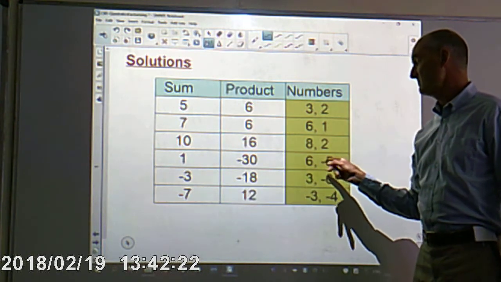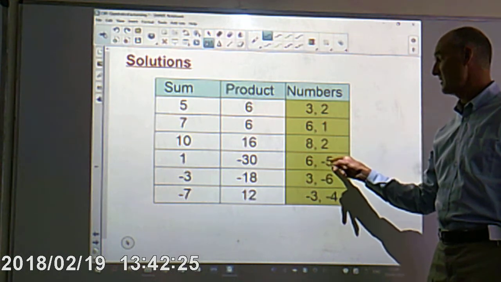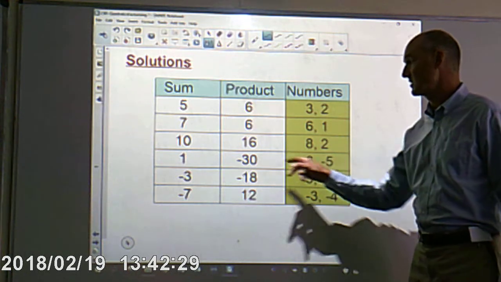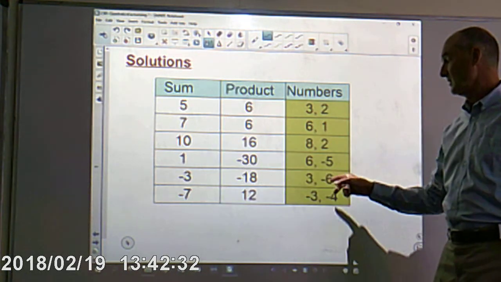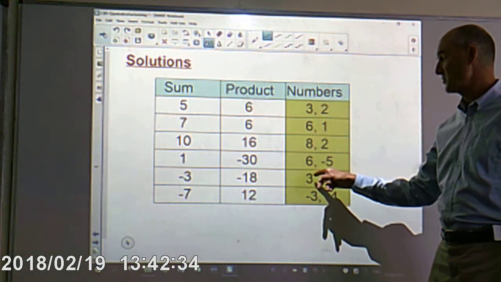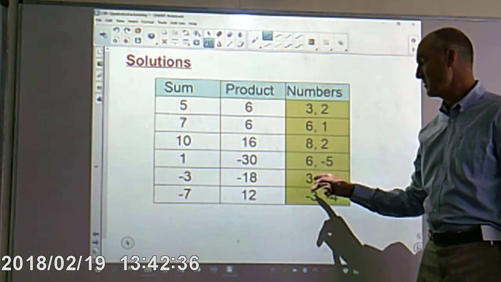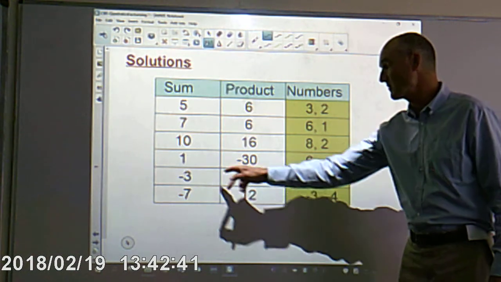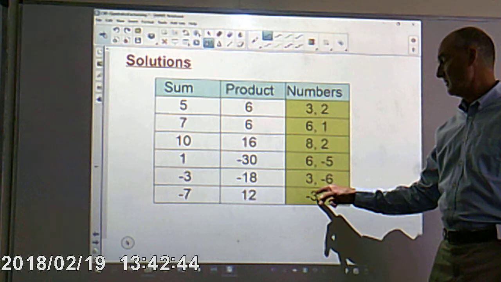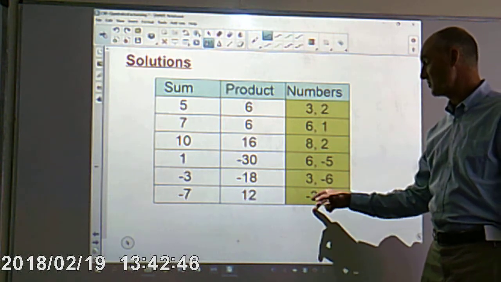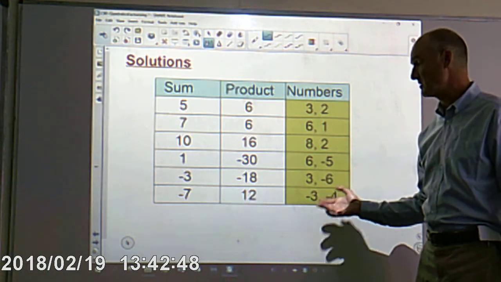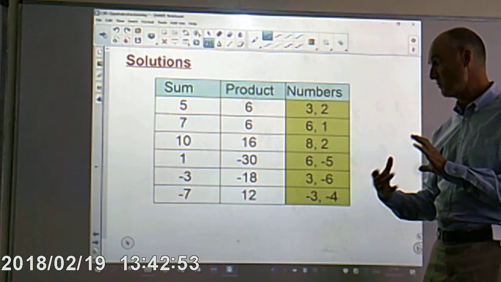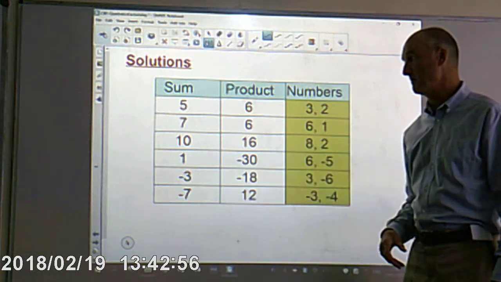6 and minus 5. A positive number and a negative number multiplied together make a negative number, and when we add them together they give us 1. Then a positive 3 and a negative 6: multiplied they make negative 18, but overall we've got negative 3. Negative 3 and negative 4 multiply together, two negative numbers multiplied together make a positive result. Brought together, negative 3 with a negative 4, overall we'll have a negative 7.